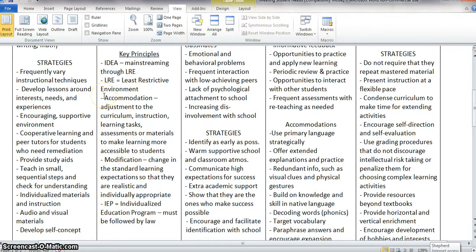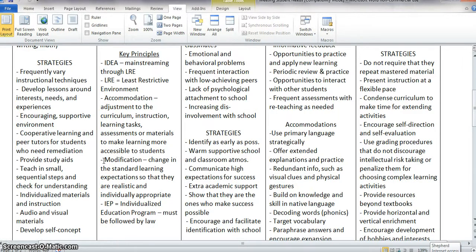Accommodation is when we adjust the curriculum, the instruction, the learning tasks, assessments, or materials to make the learning more accessible to students. So these are changes that we make, but these are not changes to the actual standard. We still expect the students to achieve the standard. But it could be maybe they need the test read to them because they have difficulties with reading, or they have difficulties with vision, so they need it read, or they need it in a different format. So we still have the same expectation of them, but we make accommodations in order to help them be able to succeed.